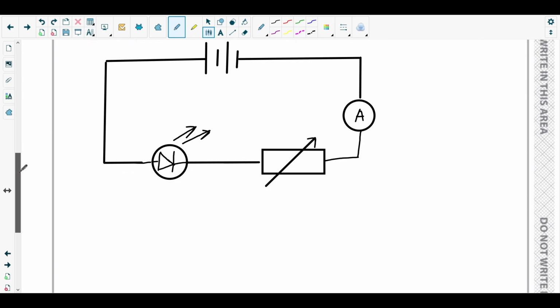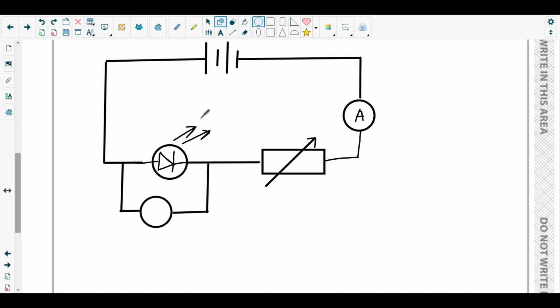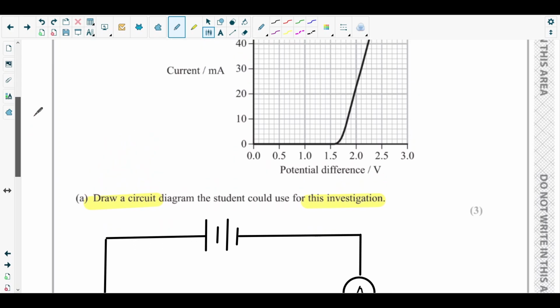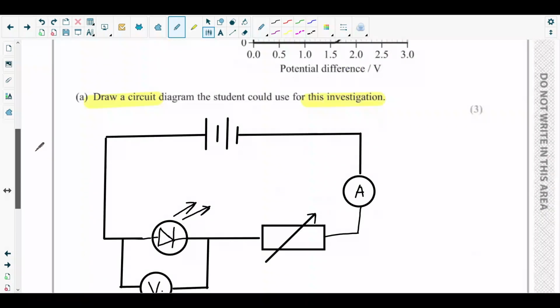Okay, so we need a voltmeter connected in parallel to the diode to measure the PD across it, right? So this is basically the voltmeter. We should connect a voltmeter to measure the PD across the diode. So this is the voltmeter. Fine. So this is the circuit the student should use for this investigation.